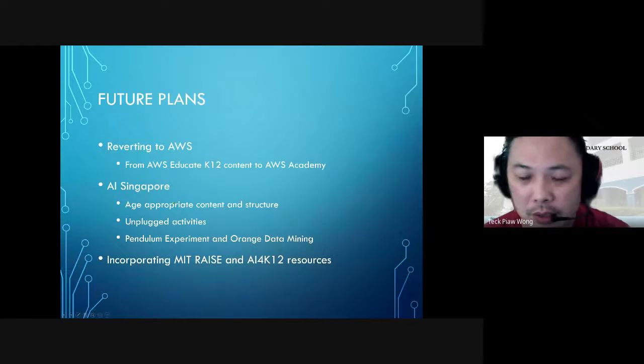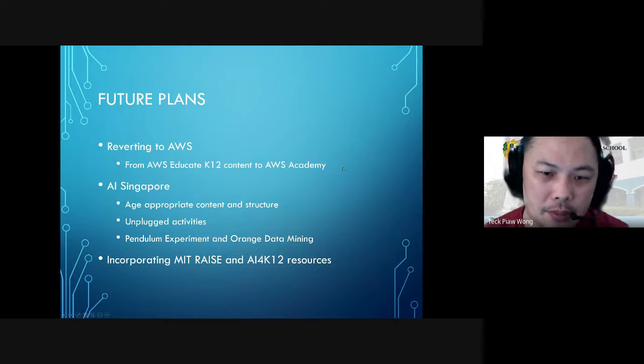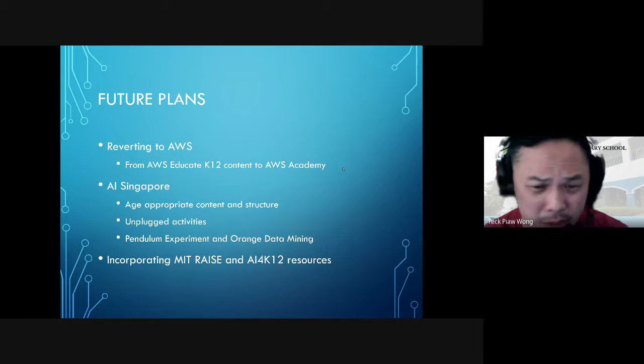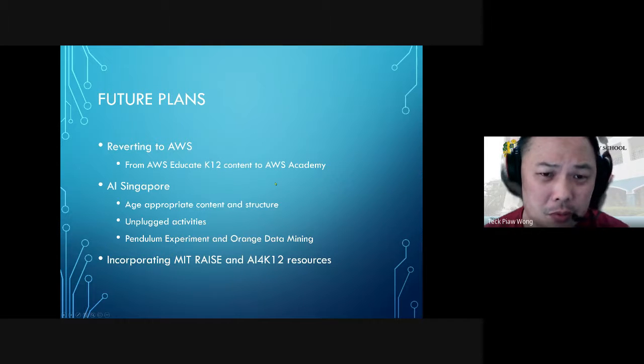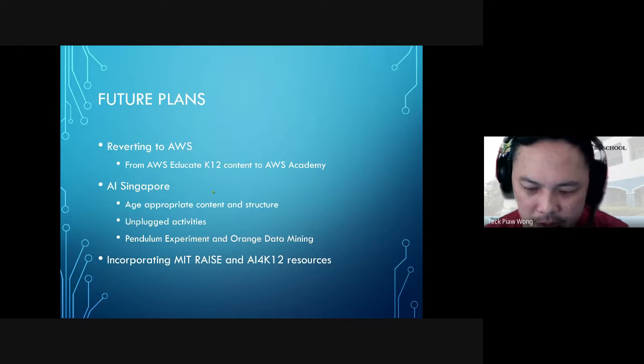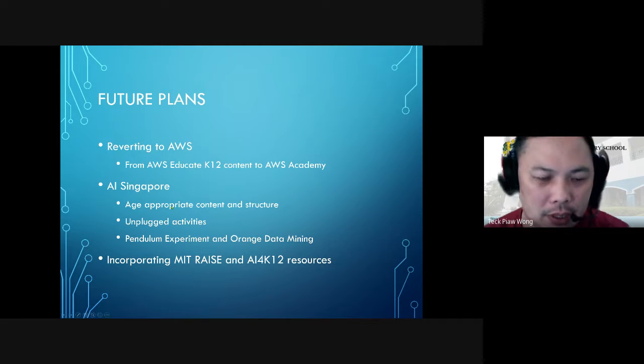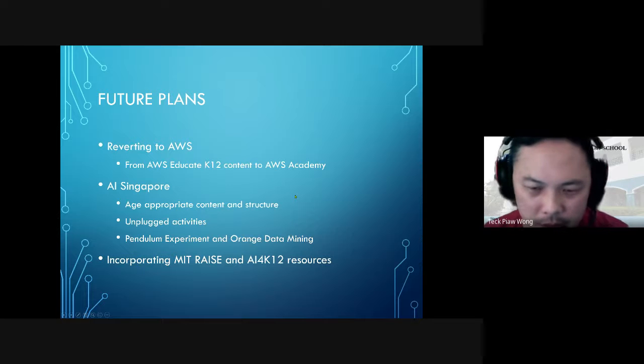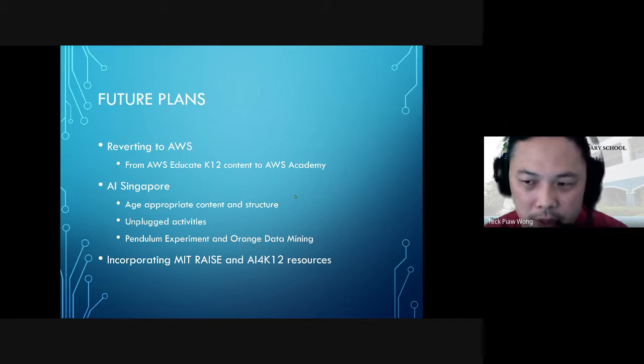So one of my future plans, as much as possible, we are trying to revert back to AWS for the next run. But again, with the move away from K-12 content in AWS Educate, there's another challenge we need to manage. When we were preparing the possibility of running ALP on HBL days, and having to package ALP lessons on SLS, we came across AI Singapore's revamped, updated content, and found that the content made available for AI for kids is actually quite age appropriate. So I would recommend using AI Singapore as a stepping stone for you to develop your resources.